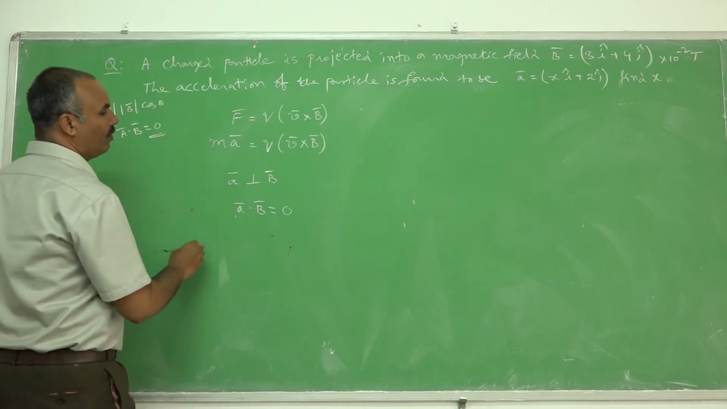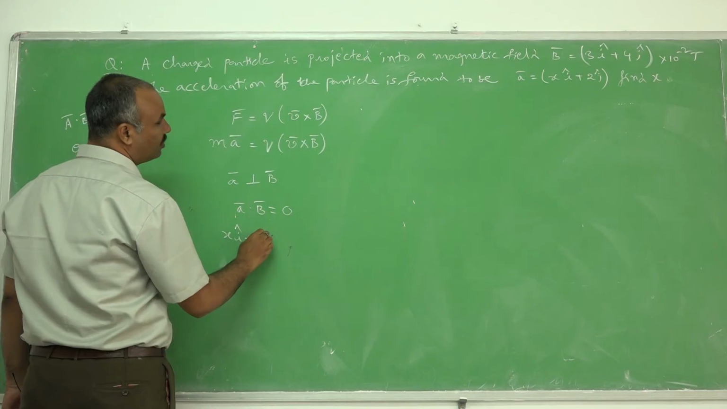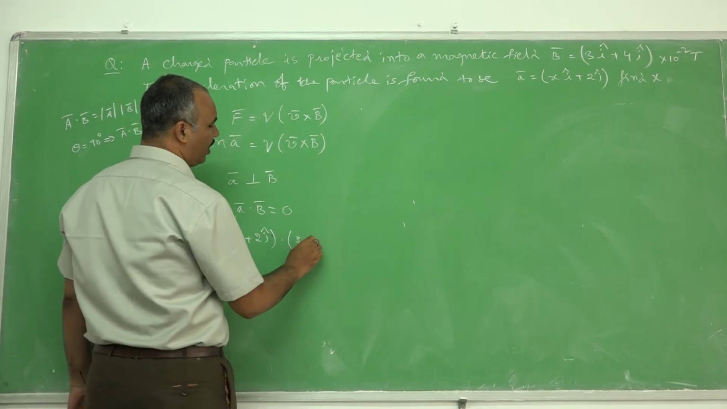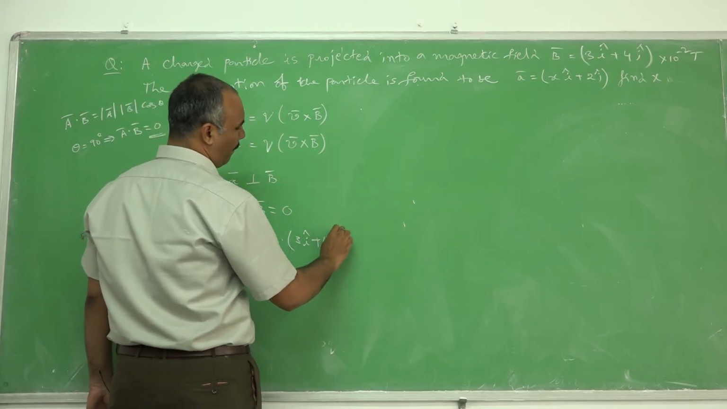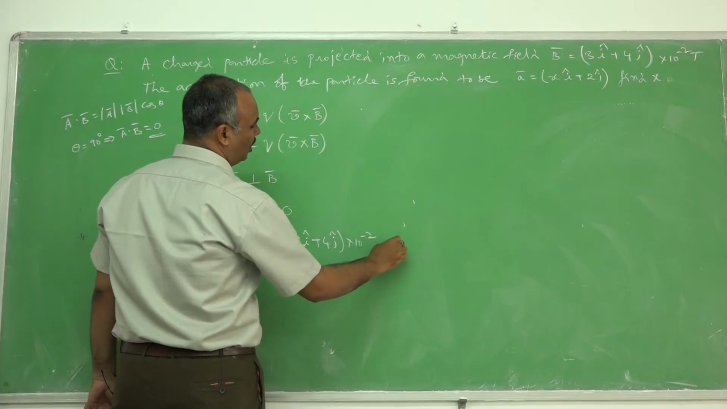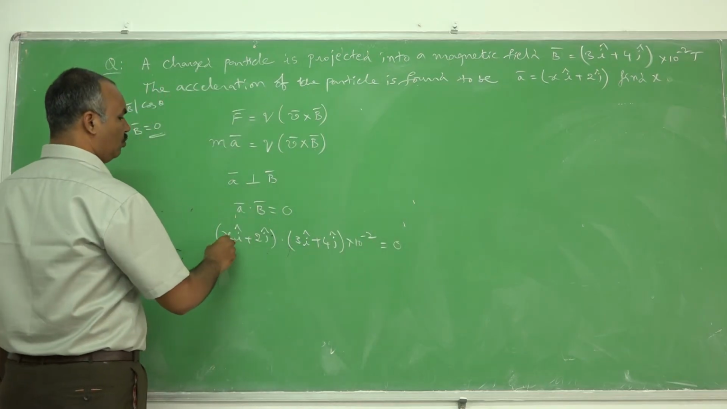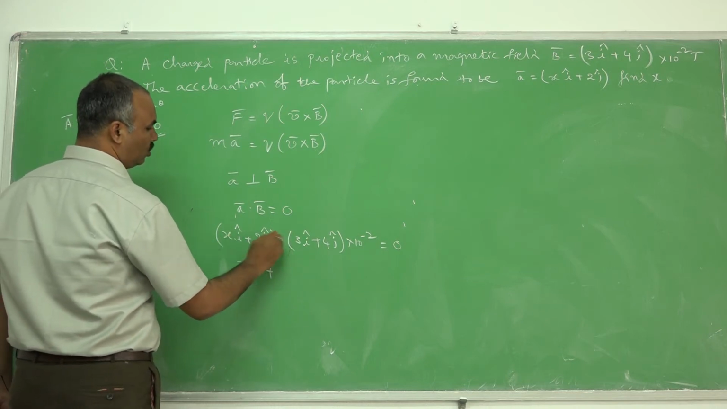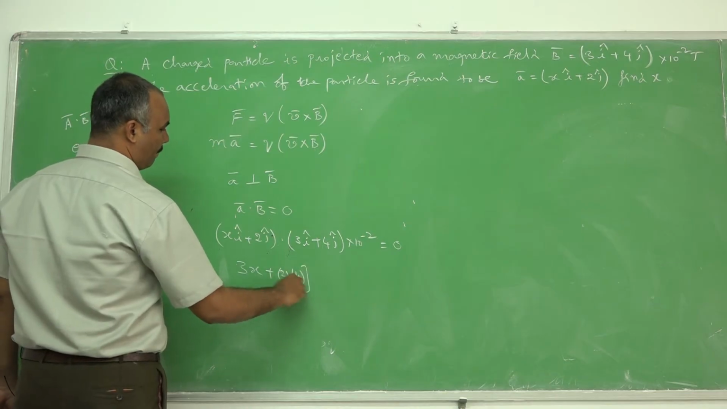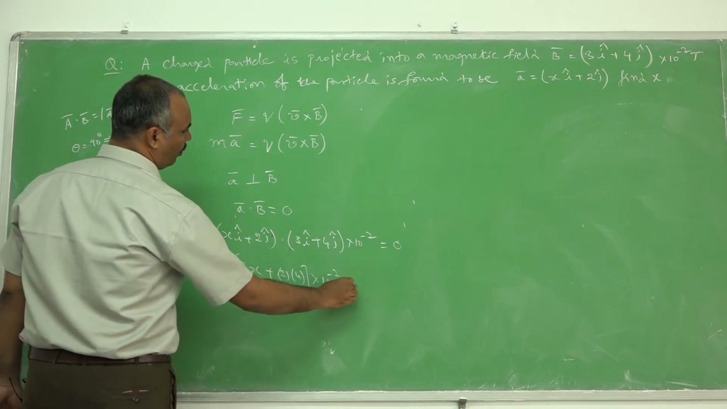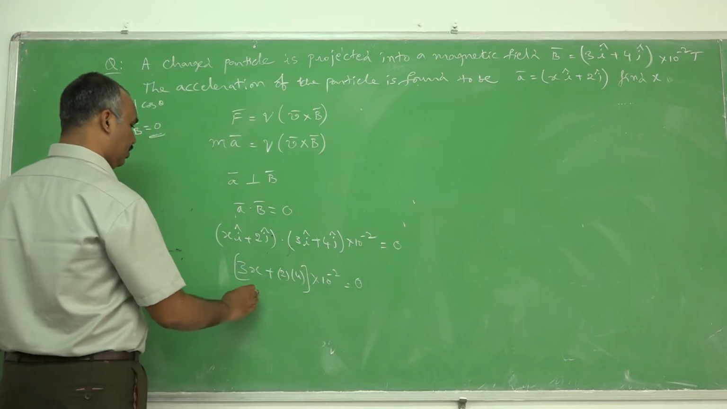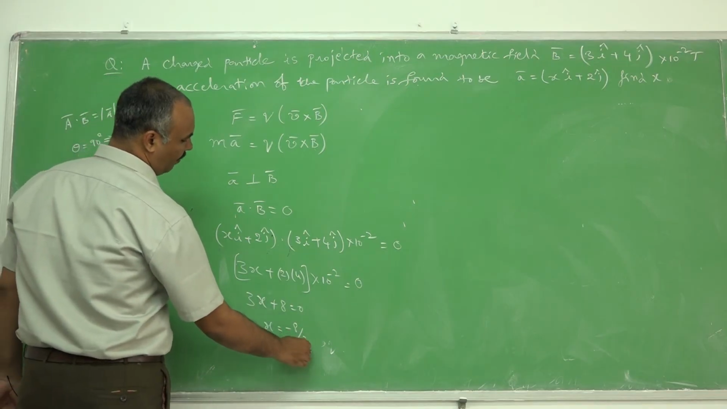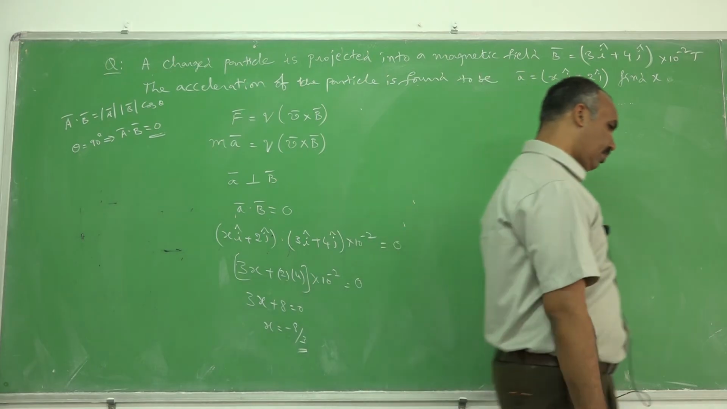A bar they gave x i cap plus 2j cap dot B bar they gave it as 3i cap plus 4j cap into 10 power minus 2. It must be 0. So you know the expansion of dot product. So 3x plus 2 into 4 into 10 power minus 2 must be 0. That is 3x plus 8 is equal to 0. x is equal to minus 8 by 3.